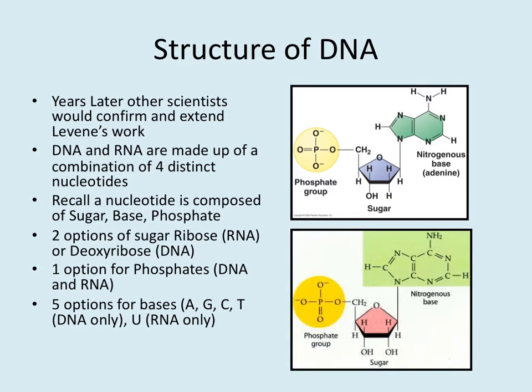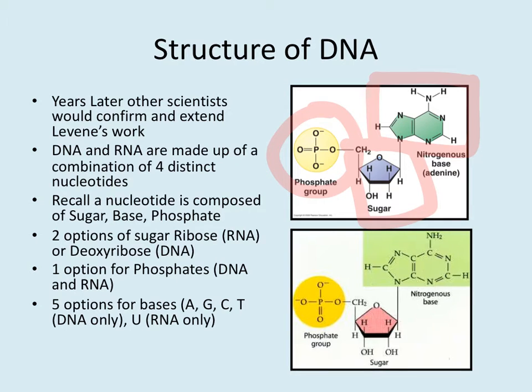Years later, we start to explore this a little more. We know that DNA and RNA are made up of a monomer called a nucleotide. This should be familiar from our first unit. It's a combination of a phosphate, a sugar, and a nitrogenous base. Those are the three things that make up a nucleotide, and this just gets repeated over and over again.